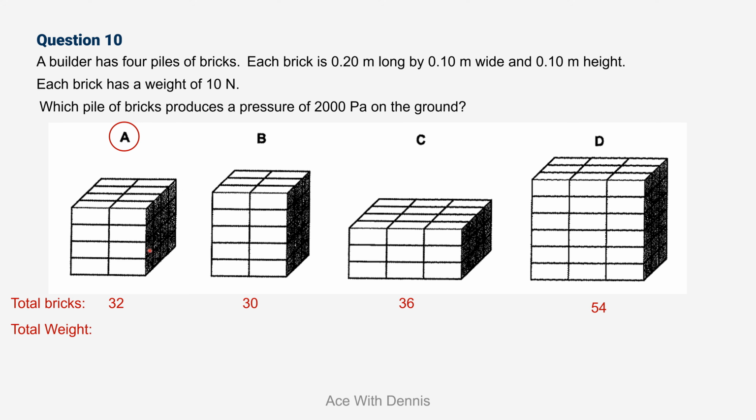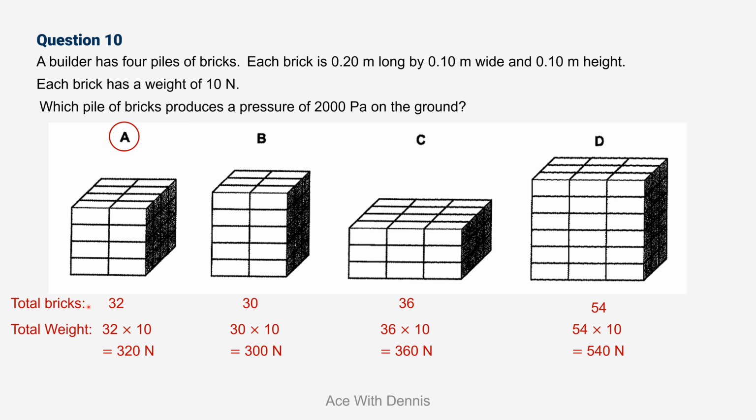So now we can calculate the total weight. So 1 brick is 10 newtons. So the total weight for option A will be 32 times 10, which is 320 newtons. So repeat the same process to calculate the total weight for pile B, pile C, and pile D. Then we'll get 30 times 10 is 300 newtons. For C, 36 times 10 will be 360 newtons. And for D, 54 times 10, we'll get 540 newtons. Okay, now the pressure is F over A.